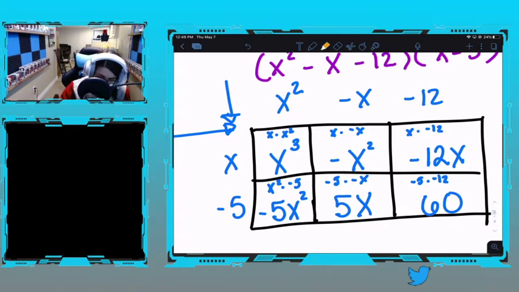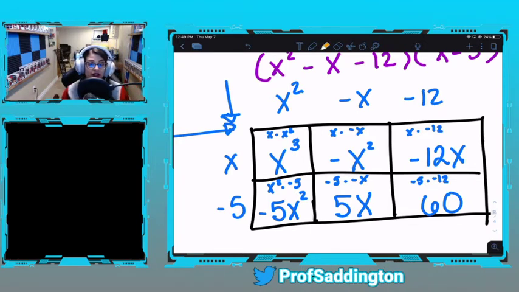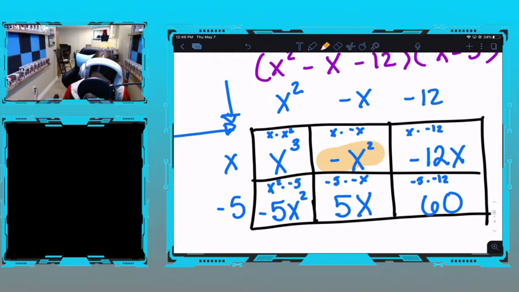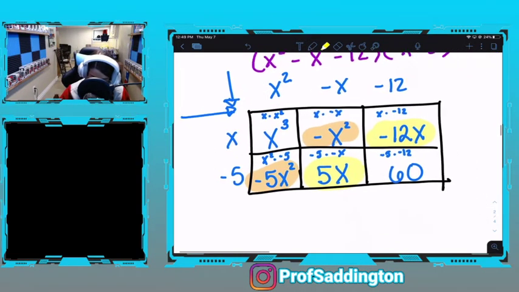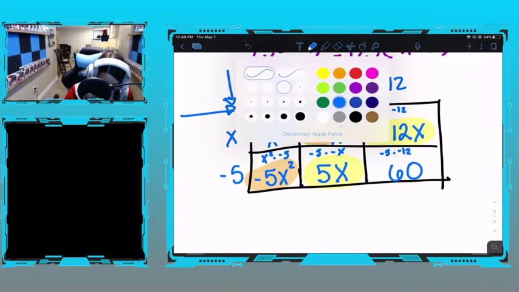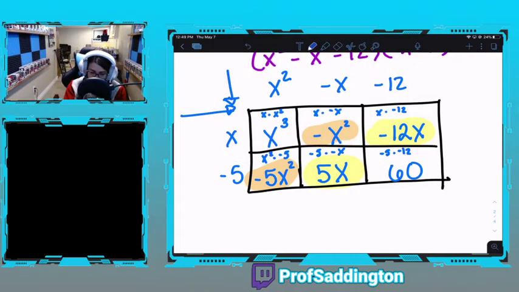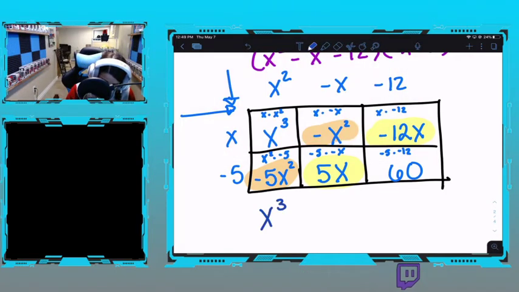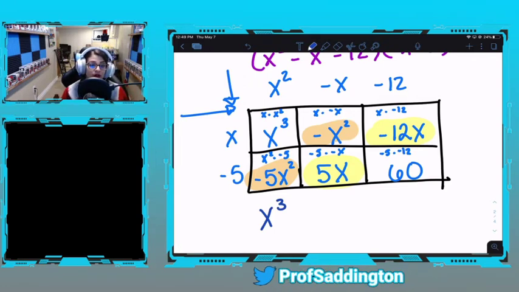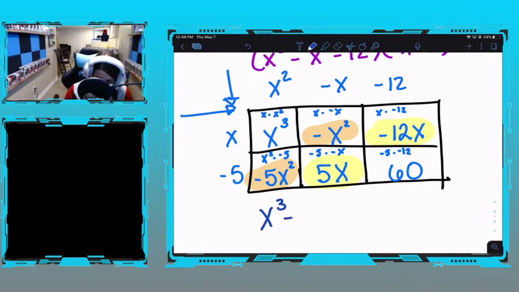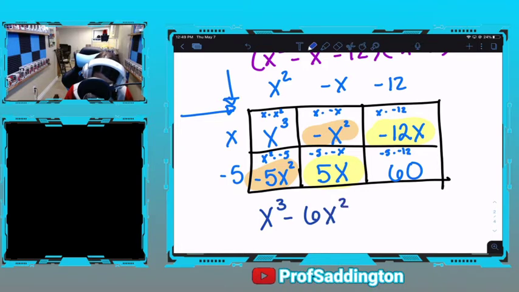So let's look in here to see if we have any like terms. I have a negative x squared and a negative 5x squared, so those can be combined. I also have negative 12x and positive 5x. I got a bunch of like terms that can be put together here. So I have x cubed and then negative 5x squared and negative x squared. Remember, there's a coefficient of a 1 there. So that's going to be minus 6x squared.